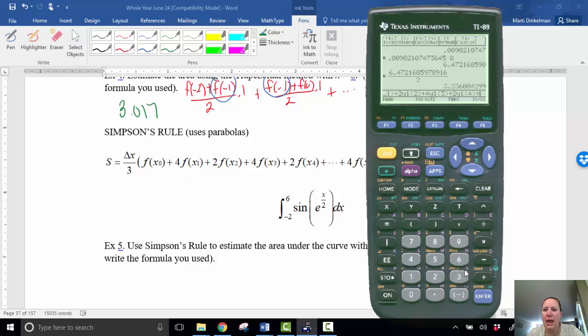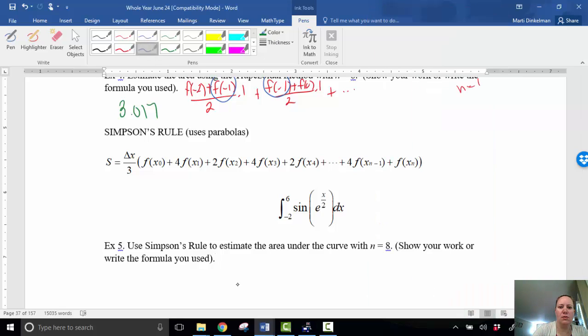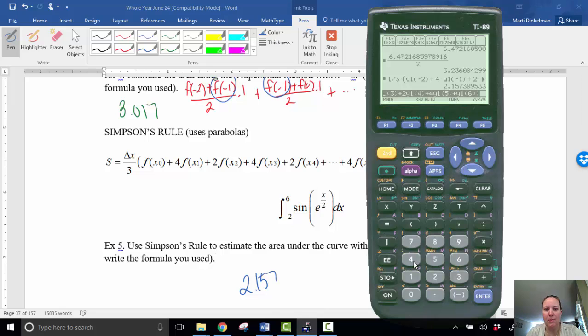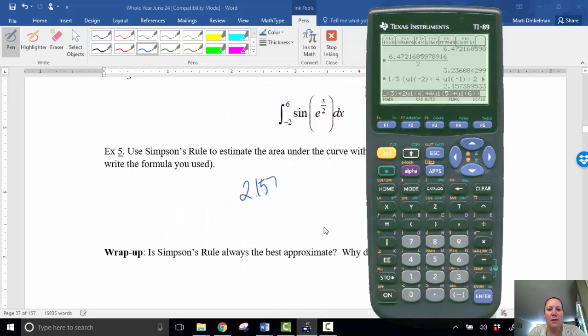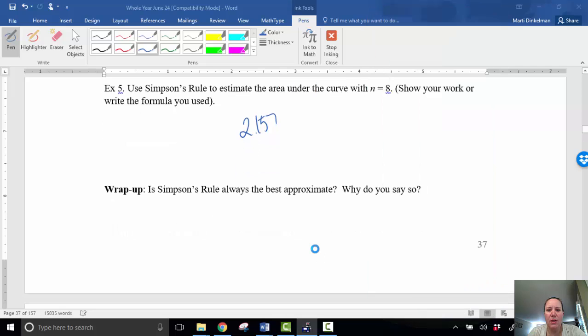Plugging in a 4, and again, as the pattern holds, the second to last one should end on that 4, so that's when we plug in 5, and then finally the last one, just y1 of 6, no multiplying, and we'll diamond enter here. So 2.157. I guess I should have looked if I needed to round that. Okay, perfect.